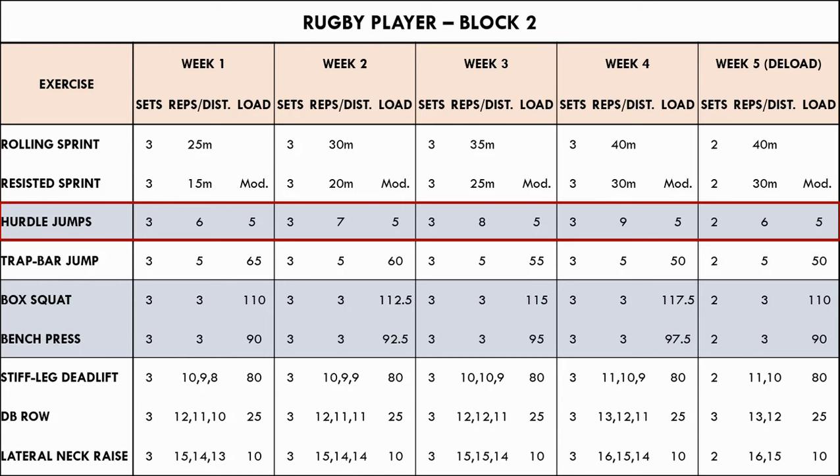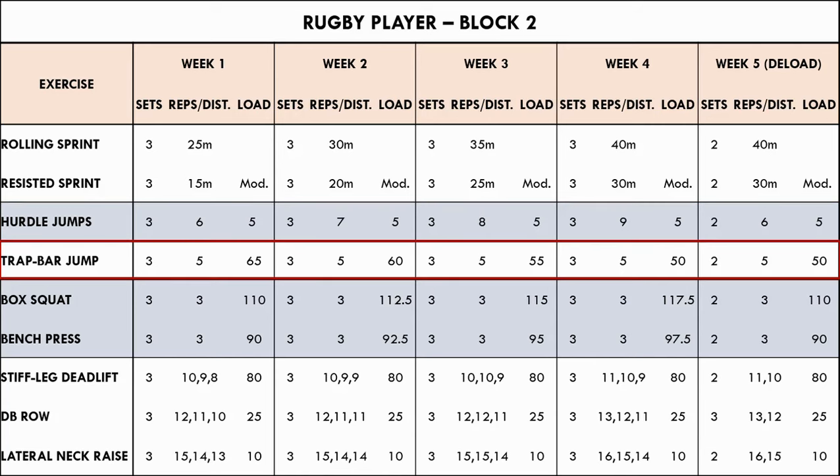where the focus is on minimal ground contact time. However, an additional 5 kilos has been chosen, which will slightly increase contact times and also increase force production. Once again, the number of reps performed increases each week. The trap bar jump is still used for loaded power, and the same model of progression is employed. However, this time the load is decreased even more from the last block, meaning that velocity will be even faster.